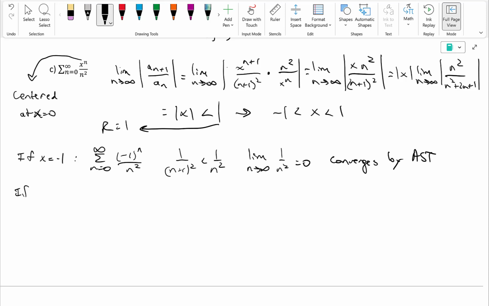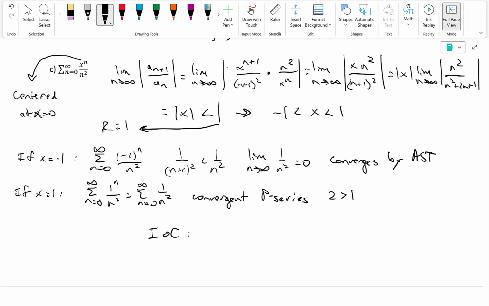And if x equals +1, our summation is from n equals 0 to infinity. We'd end up just with 1^n over n squared, or summation n equals 0 to infinity of 1 over n squared. And this is a convergent p-series, right? Our p equals 2, greater than 1. So we are convergent at both endpoints, which makes our interval of convergence a bracket -1 to 1 bracket.